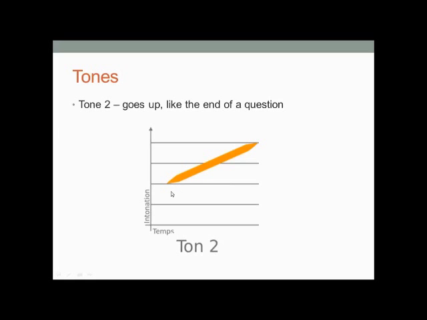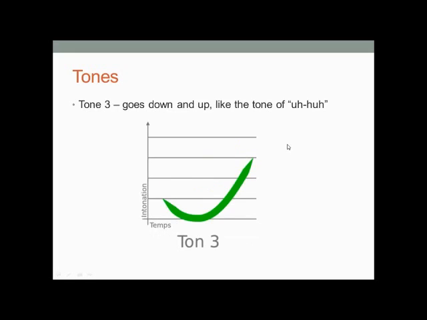And tone 2 goes up from middle pitch to high pitch. It's like the end of a question. It's like when you say "what?" So the second tone is ma. And the third tone, it falls from middle to low first, and then it rises from low to high. So it's like English "oh" or "okay." It's ma.